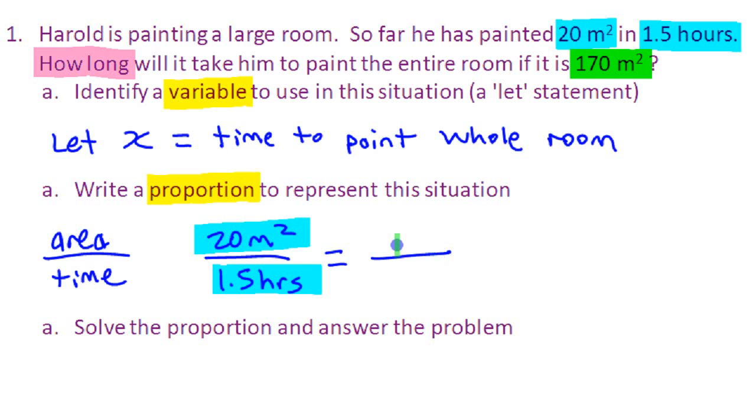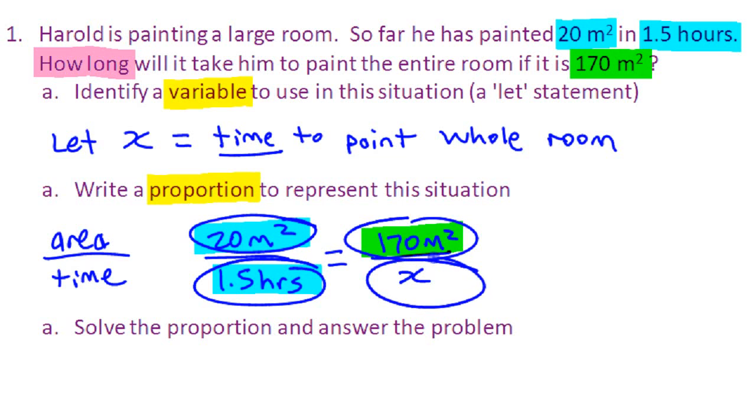Oh, it's 170 square meters. Look over here. I got area on the top, time on the bottom. It's got to be the same both times, so it's going to go over here, right? It's got to go up there. 170 meters squared. Sorry, maybe you were thinking I was asking where does the X go. The X goes down here, right? The X goes down there because that's the unknown. That's the time. The time is the thing that's unknown. So it's got to go area, time, area, time.